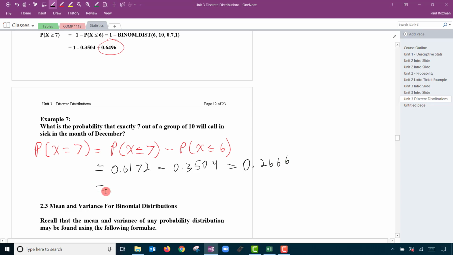If you're a formula person, you'd say, okay, there were 10 things. 7 were good, 3 were not good. There's a 70% chance of being sick. I want 7 of those. There's a 30% chance of not being sick, and I need 3 of those. And you'll get the same answer.